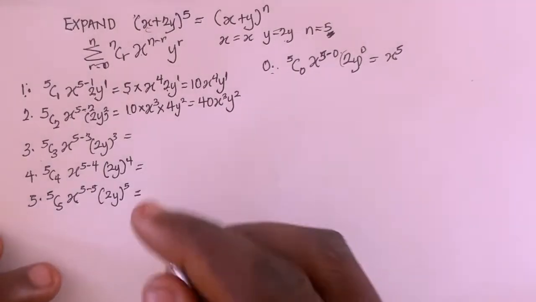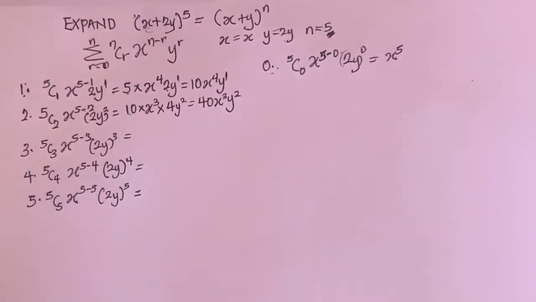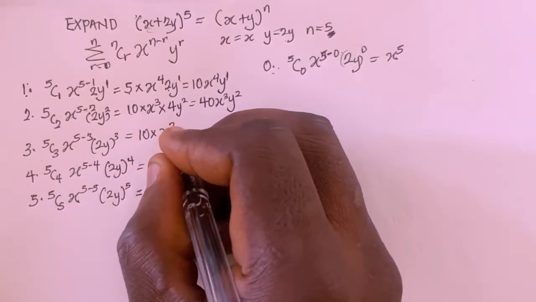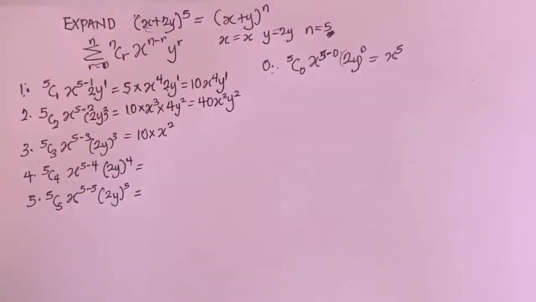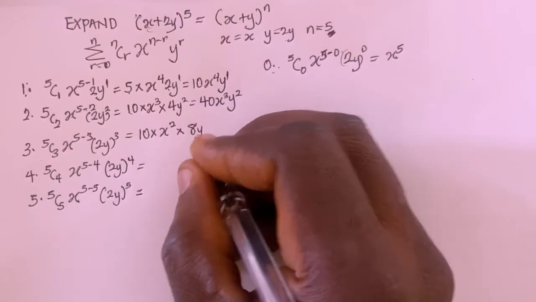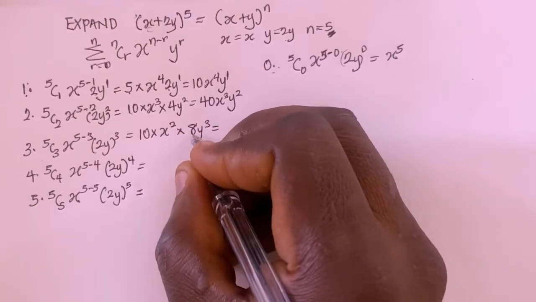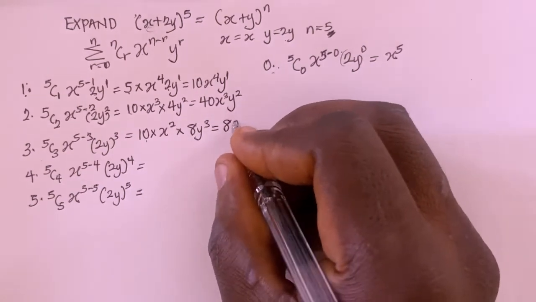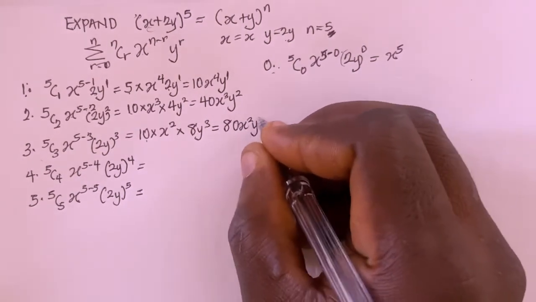Now let's move to the third one, 5 combination 3. 5 combination 3, that's actually 10 again. I'm going to have this to be 10 multiplied by x to the power of 2. Then 2 raised to the power of 3, that's 8. This is multiplying 8 y raised to the power of 3. Now 8 multiplied by 10, that's going to be 80. So here we're going to have 80 x squared, then y raised to the power of 3.